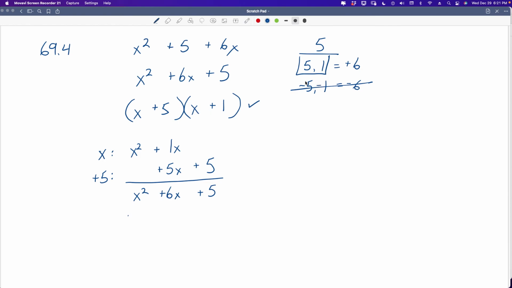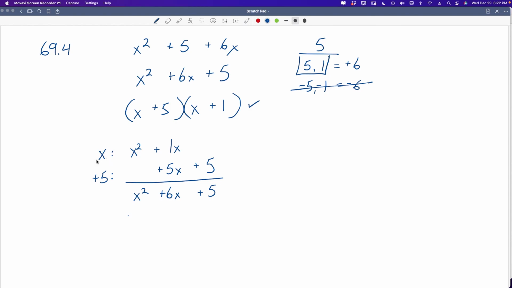Then we looked at our factors of positive 5. That would give us a positive 6. And that was positive 5 times positive 1. When they are combined, they give us a positive 6. We put positive 5 and positive 1 in. So then we did our check work.